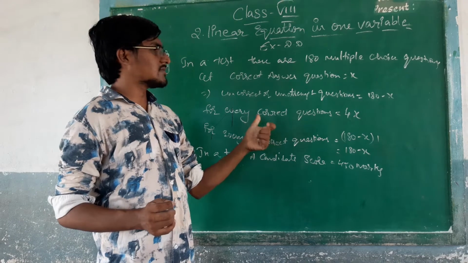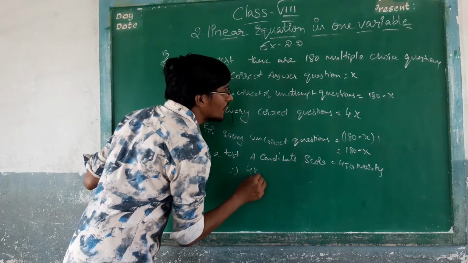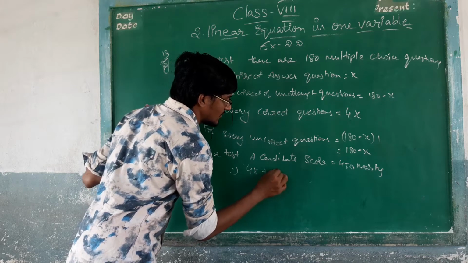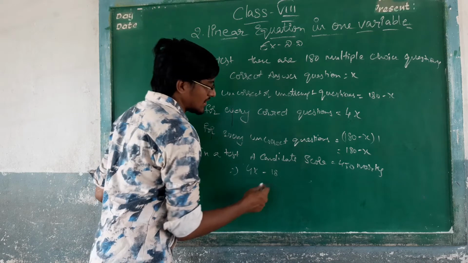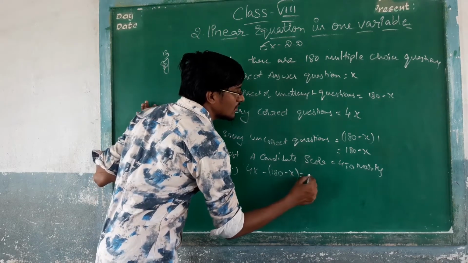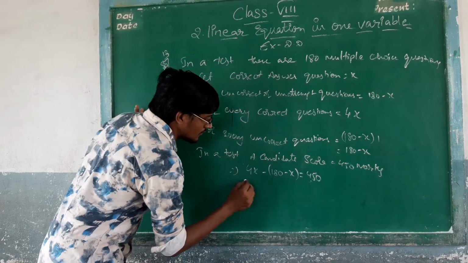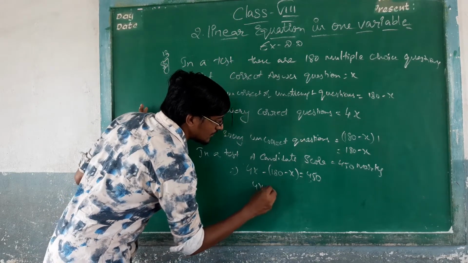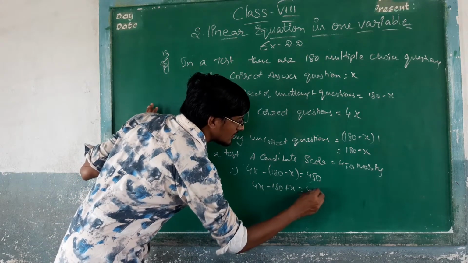The score is the correct answers questions minus incorrect answers questions. That is plus, what will happen? 4x for correct answers minus incorrect answers, 180 minus x, equal to 450. So replace: 4x minus 180 minus of minus plus x equals 450.